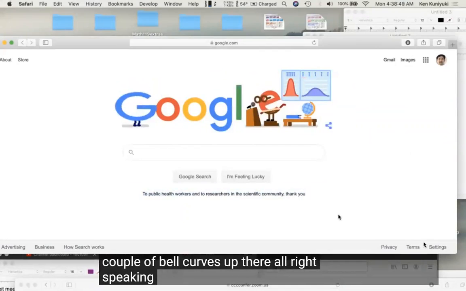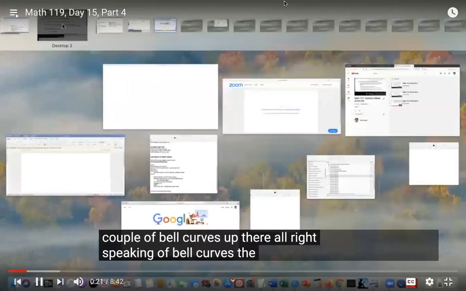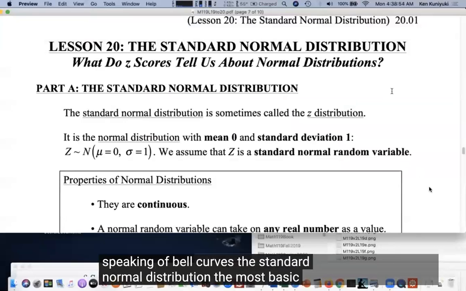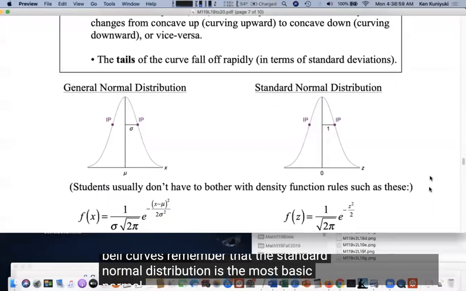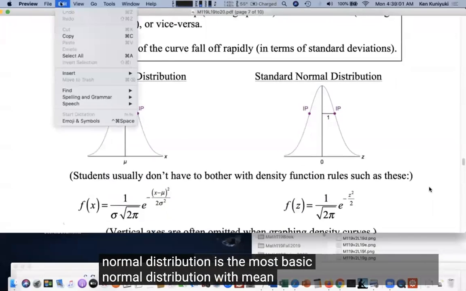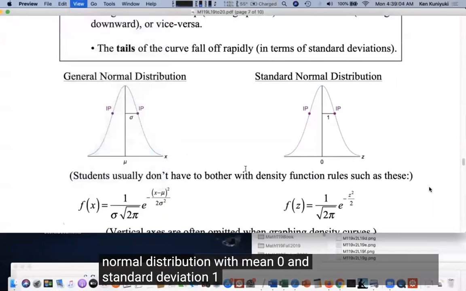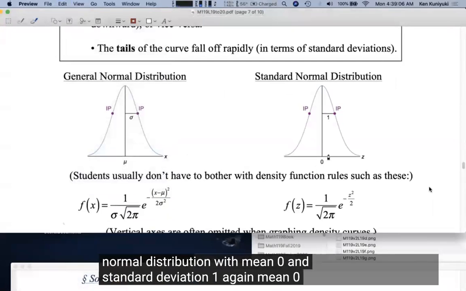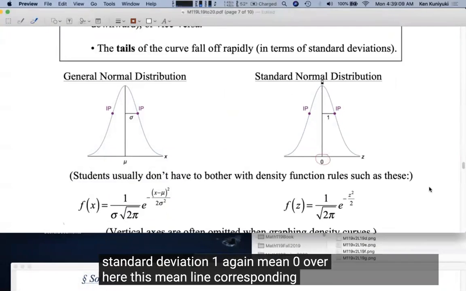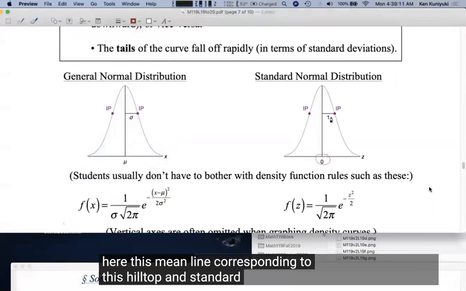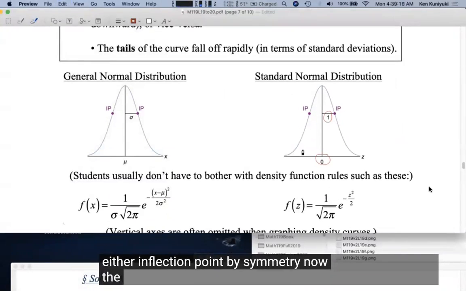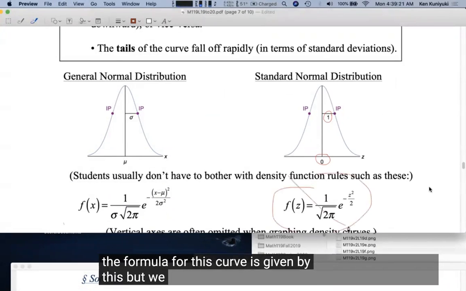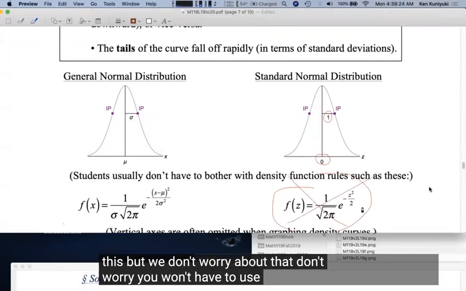All right. Speaking of bell curves, the standard normal distribution, the most basic of bell curves. Remember that the standard normal distribution is the most basic normal distribution with mean 0 and standard deviation 1. Again, mean 0 over here, this mean line corresponding to this hilltop, and standard deviation 1, the distance between the mean line and either inflection point by symmetry. Now, the formula for this curve is given by this, but don't worry, you won't have to use this.